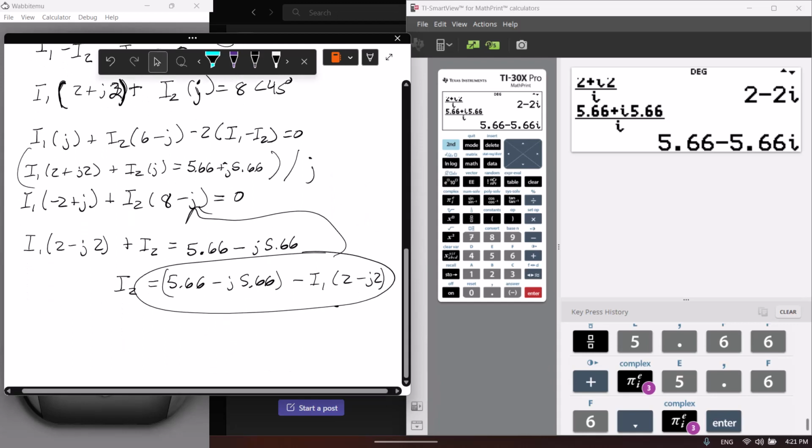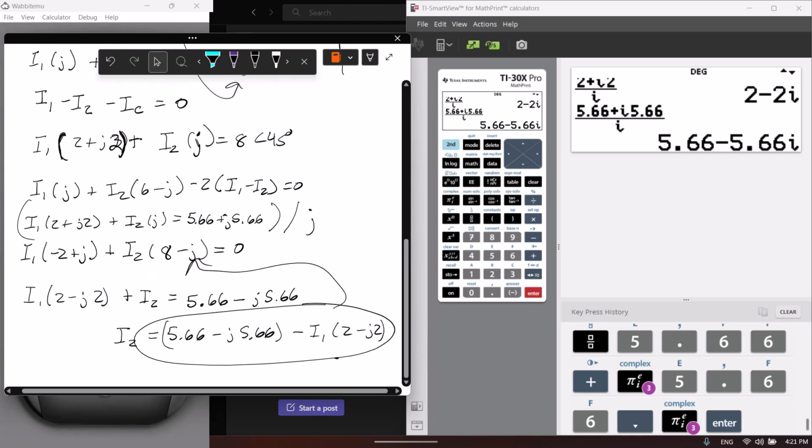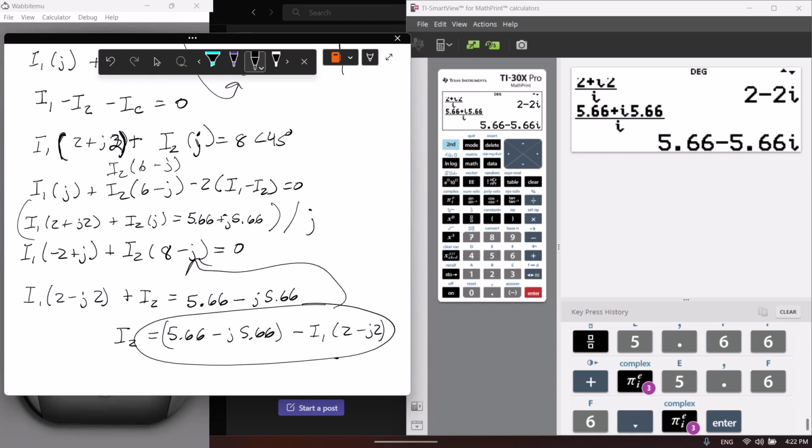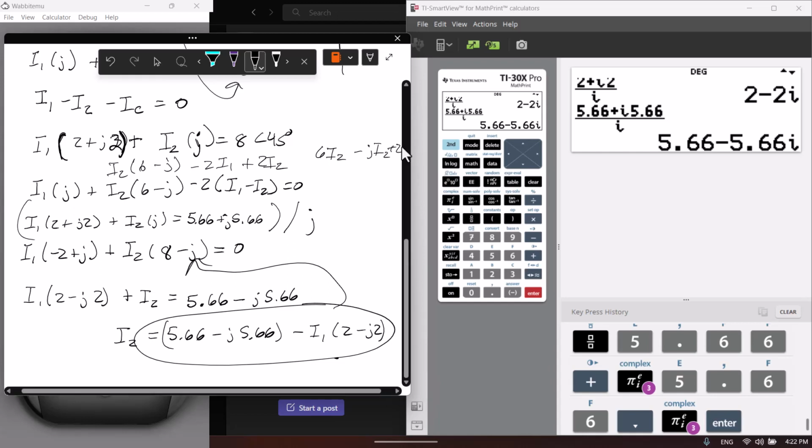So let's see. Where did you get 8 minus j from? I took, so this is I2 times (6 minus j). And then if I distribute this minus 2 here, I get minus 2I1 plus 2I2. And so this is 6I2 minus jI2, and then plus 2I2 gave me 8I2 minus jI2, which is (8 minus j) I2.